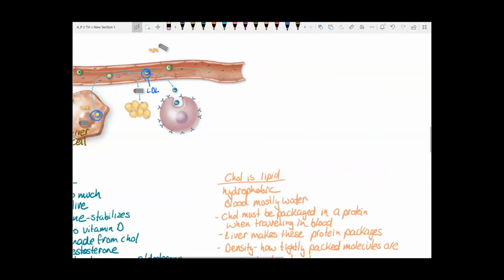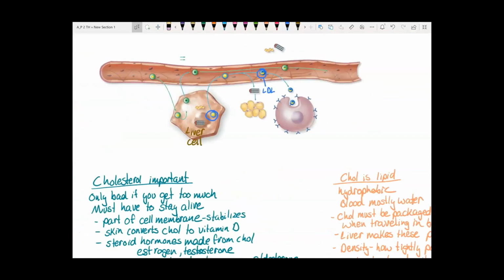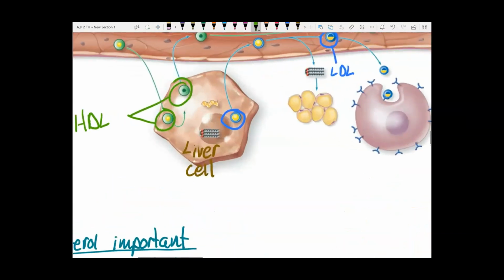There's one more to look at, and that's the green one. The green one is HDL. And notice in one of them it's empty, and the other one it has a little bit of cholesterol in it. Either way, it's still called HDL. And if you look at this, the green is the protein coat. Notice how it's a really thick protein coat compared to that blue thin protein coat.